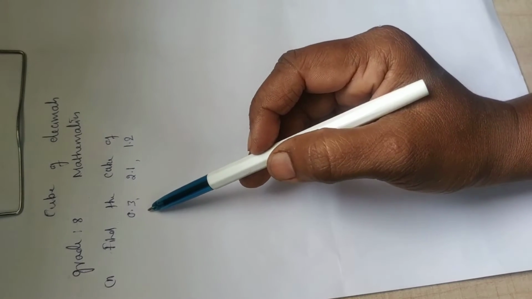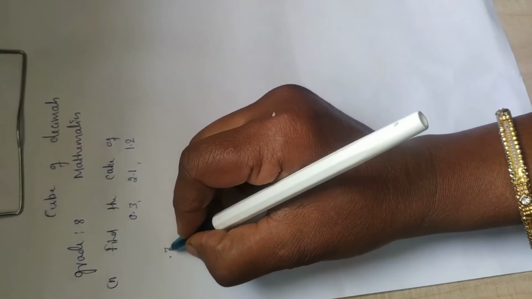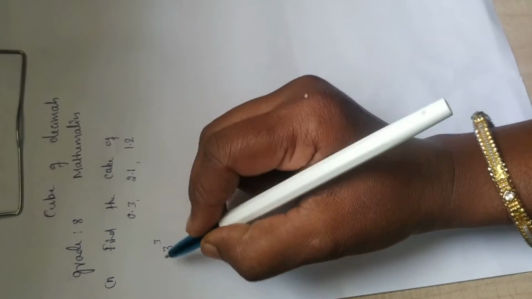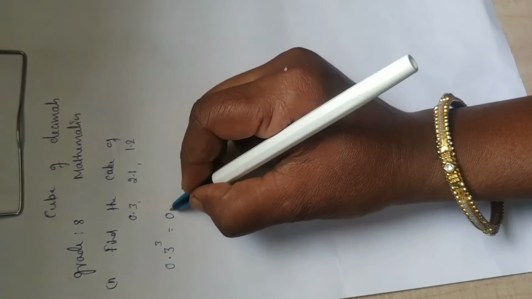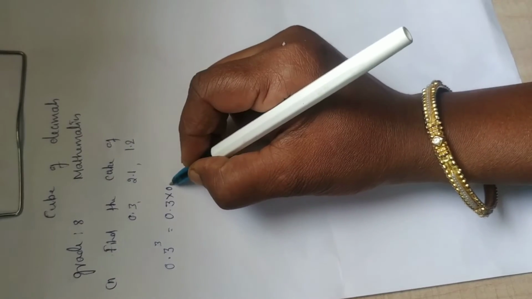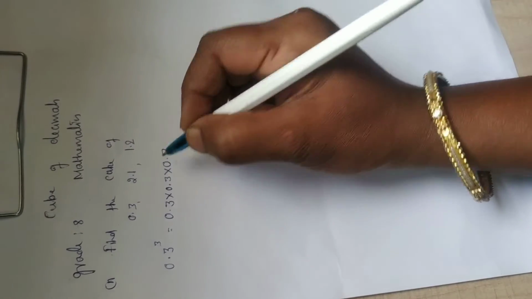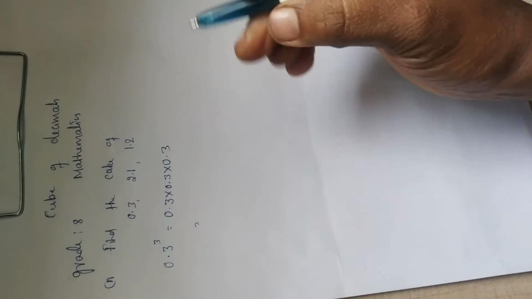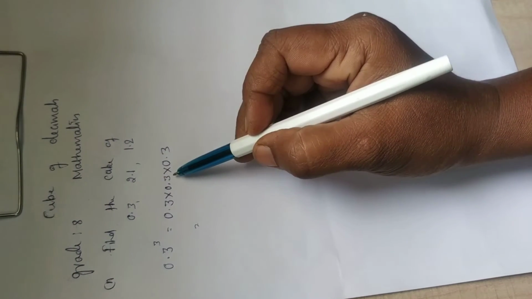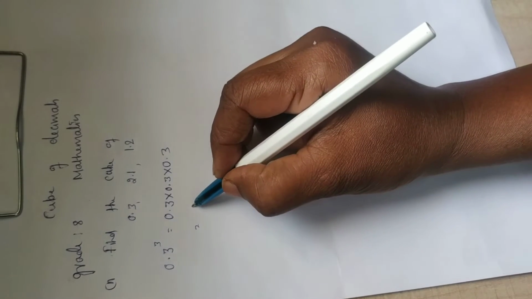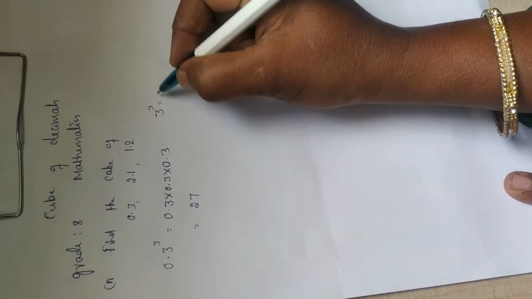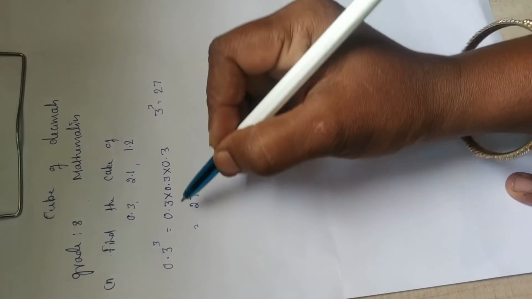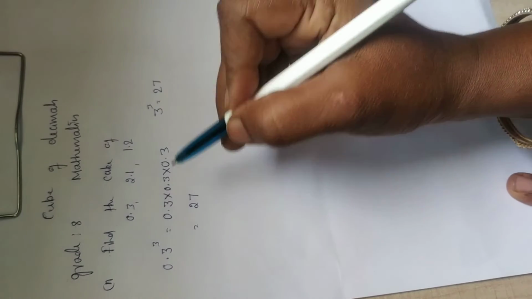See, the first number is 0.3. I want to find the cube of 0.3. You can write 0.3 cube. The meaning of this is to multiply 0.3 by itself 3 times. Just expand and do the multiplication. Very simple. You know that 3 3s are 9, 9 3s are 27. So 3 cube is 27. See the difference here. What is 0.3 cube?